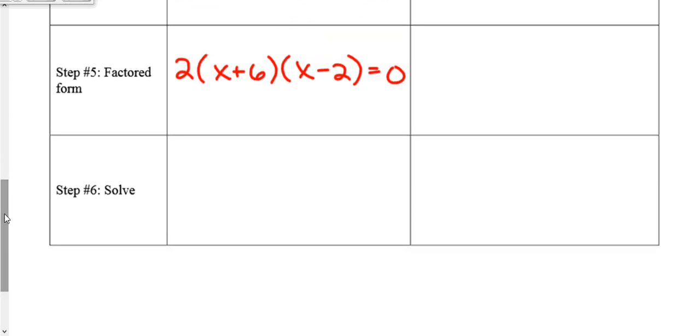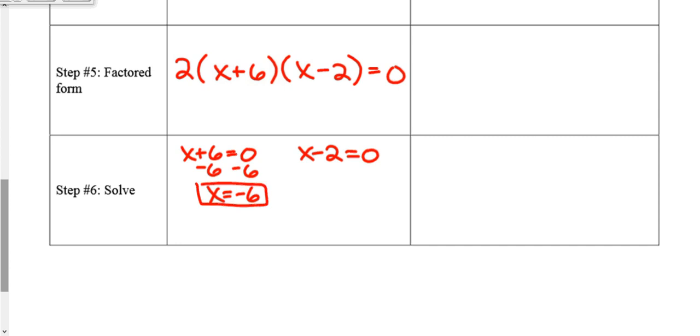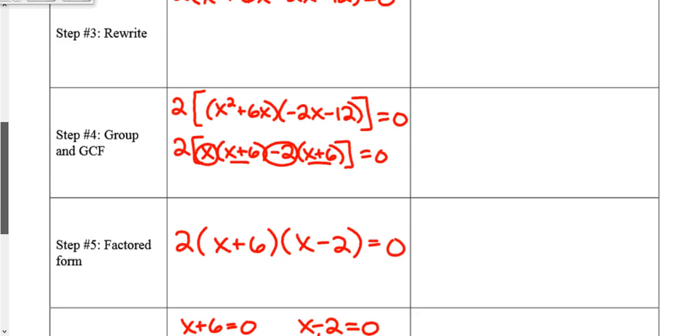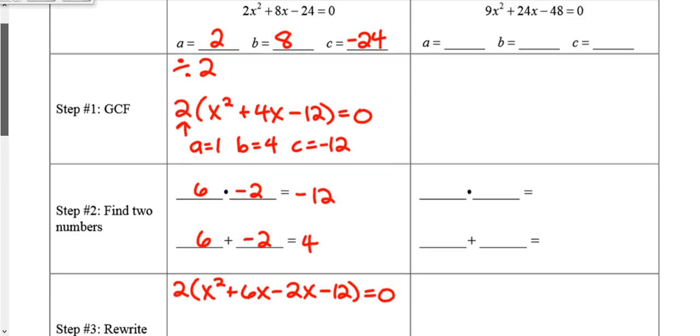To solve, we take both of our factors, x plus 6, set it equal to 0, and the same for x minus 2. I'm going to subtract 6, so I'm working to get x by itself. So x equals negative 6. And over here, add 2. X equals 2. Okay, so same process every single time. It's just different numbers, so it makes it feel a little bit different each time.